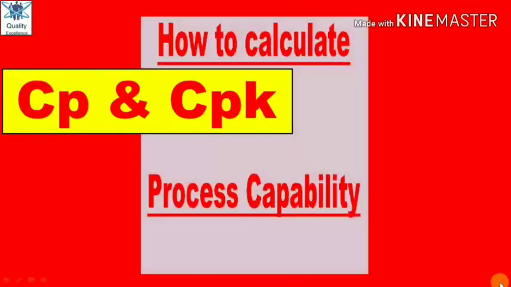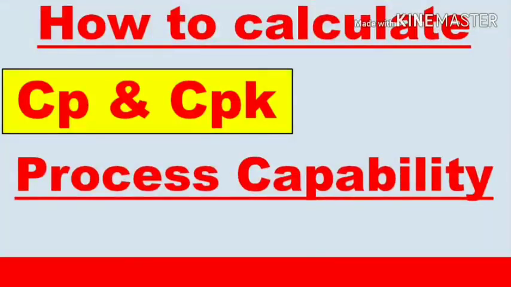Today we are going to discuss how to calculate process capability, which is Cp and Cpk. Cp is nothing but the process capability ratio, and Cpk is nothing but the process capability index.